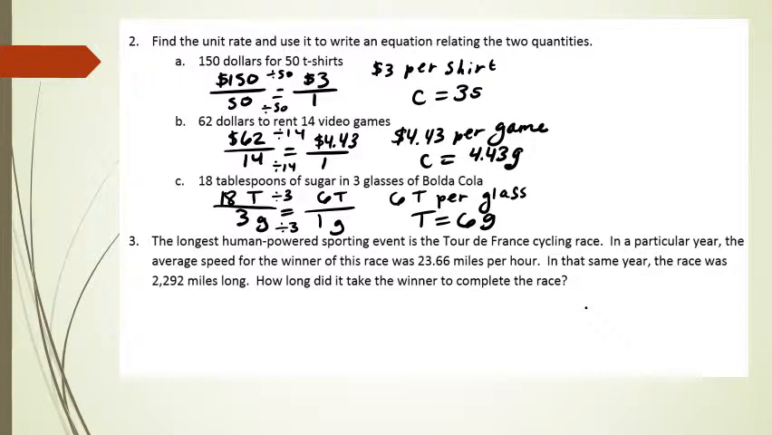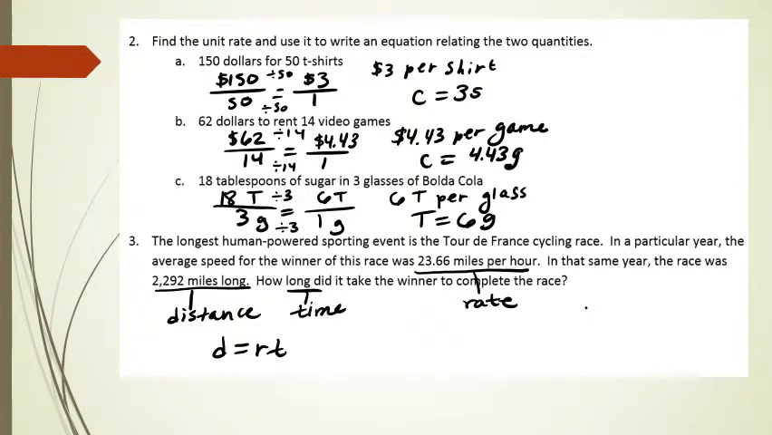Now for 3, we see that the longest human-powered sporting event is the Tour de France cycling race. In a particular year, the average speed for the winner of this race was 23.66 miles per hour. I'm hoping you see that and you're thinking, that sounds like a rate. In that same year, the race was 2,292 miles long. That sounds like a distance. So how long did it take the winner to complete the race? That sounds like time.